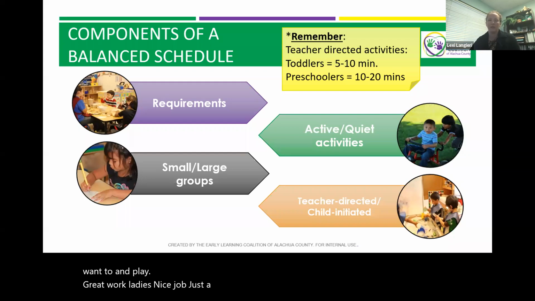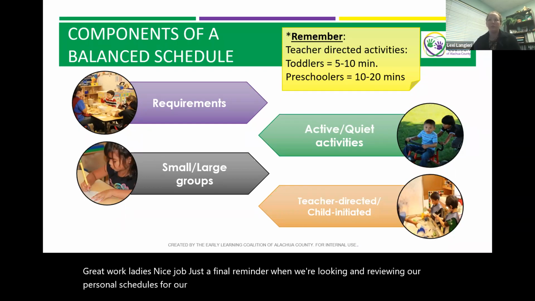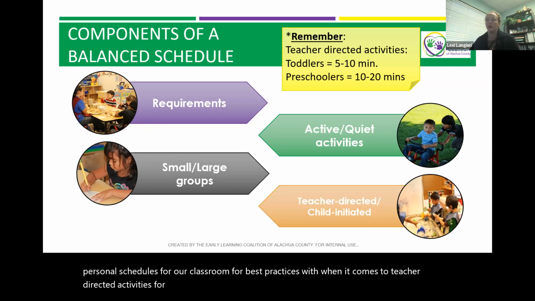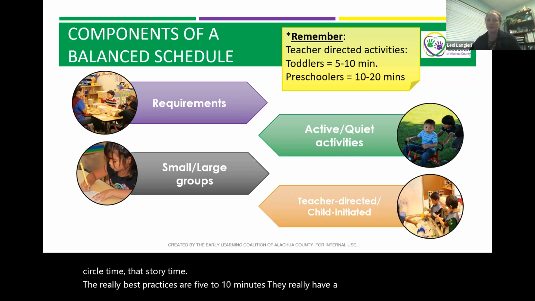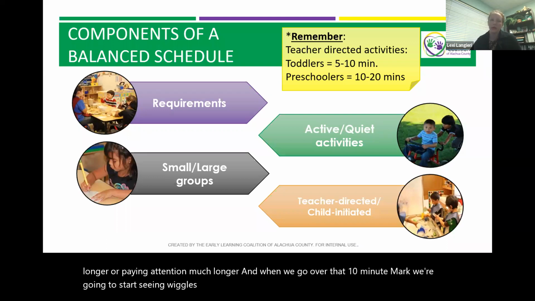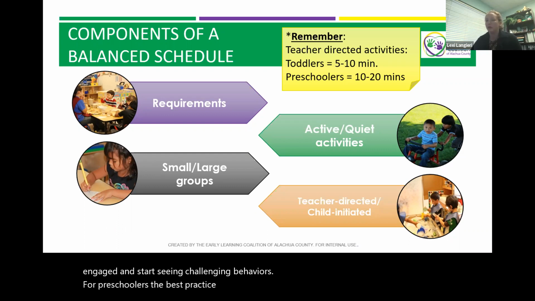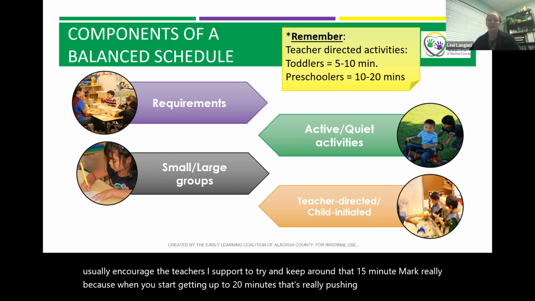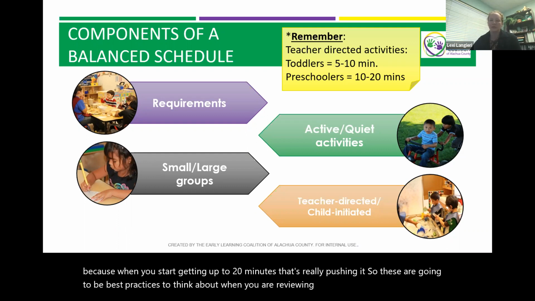Just a final reminder when we're reviewing our personal schedules for our classroom, for best practices when it comes to teacher-directed activities. For toddlers, they should last no longer than 5 to 10 minutes. So that circle time, that story time, the best practices are 5 to 10 minutes. They really have a hard time sitting still or paying attention much longer. And when we go over that 10-minute mark, we're going to start seeing wiggles. We're going to see kids standing up, trying to walk away, not engaged, and we're going to start seeing challenging behaviors. For preschoolers, the best practice is no more than 10 to 20 minutes. I usually encourage the teachers I support to keep around that 15-minute mark, because when you start getting up to 20 minutes, that's really pushing it. So these are best practices to think about when you are reviewing your own schedules in your classroom.